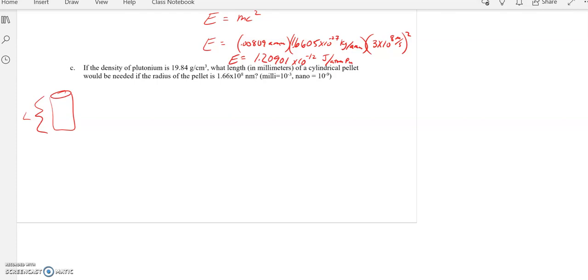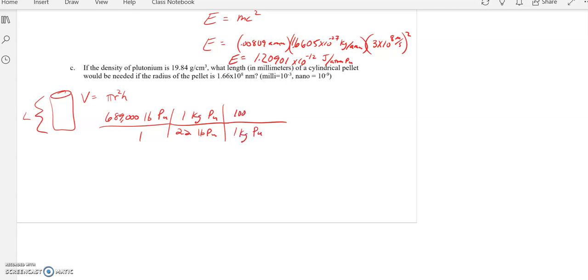So first of all, I'm going to take this mass that we got for part B, and I'm going to use the density to turn it into a volume, because we know the volume of a cylinder is going to be pi r squared times the height, or the length, whichever way you want to say it. So I can find the volume using the density in our answer from part B. So let's start there. We've got 689,000 pounds of plutonium. I'm going to go from pounds to kilograms because I know there's 2.2 pounds per kilogram. I know for every kilogram there's 1,000 grams.